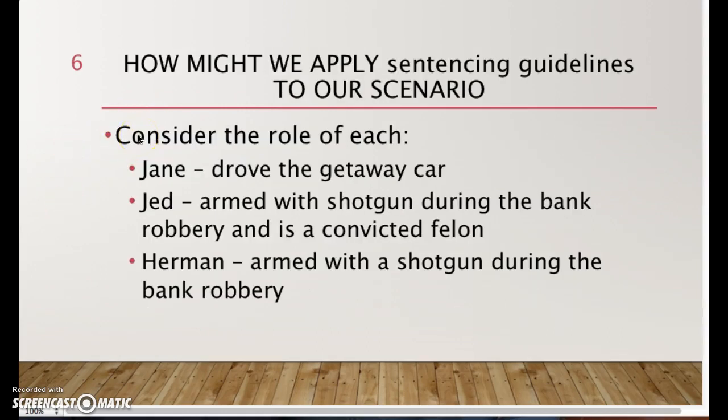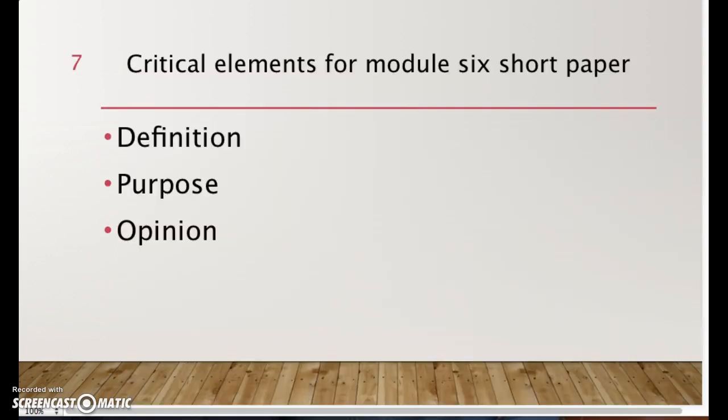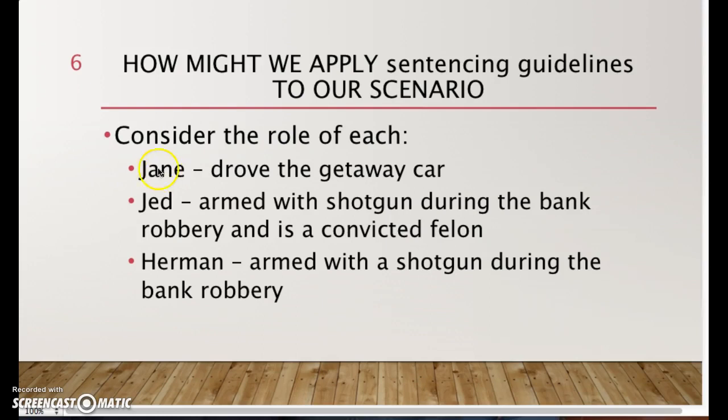So how about we apply this scenario to the idea of sentencing guidelines? Our scenario again has a bank robbery which involved three characters. As you consider the punishment that they would get under the sentencing guidelines, we're going to take a look at their criminal history and the level of offense, okay? Specifically, of course, we're talking about Jane, Jed, and Herman. Now, Jane drove the getaway car, and all indications are she doesn't have a criminal history. Jed was armed with a shotgun during the bank robbery and is a convicted felon. So Jed has some problems. Herman was armed with a shotgun during the bank robbery, but doesn't indicate that he had a criminal history.